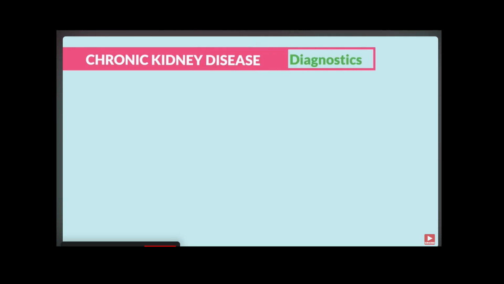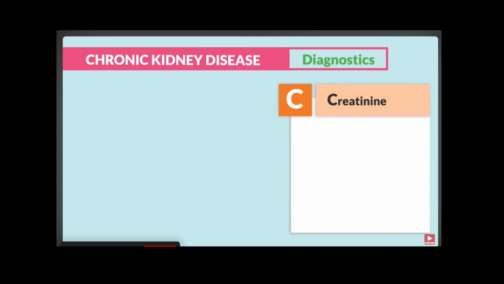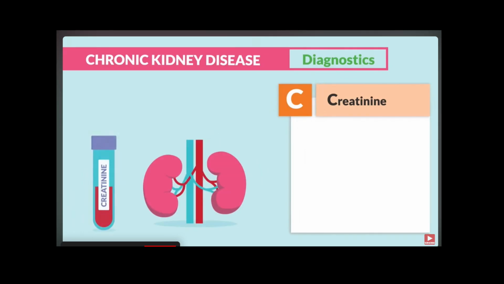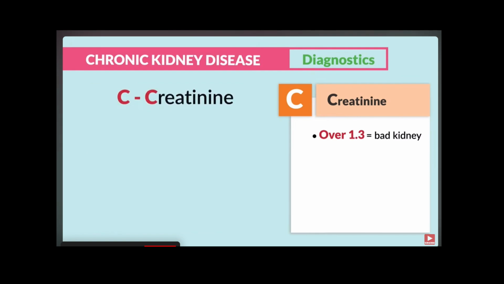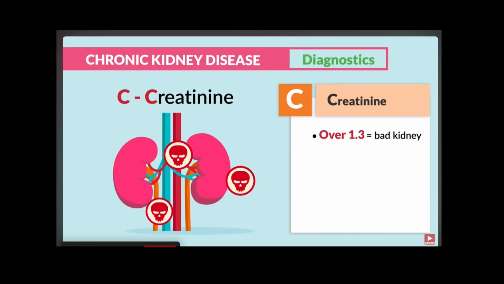Now, whatever the cause, the diagnostics are typically the same here. So, creatinine, our number one kidney lab, remember, over 1.3 means bad kidney. Again, think of the C's. C for creatinine, C for critical lab value.